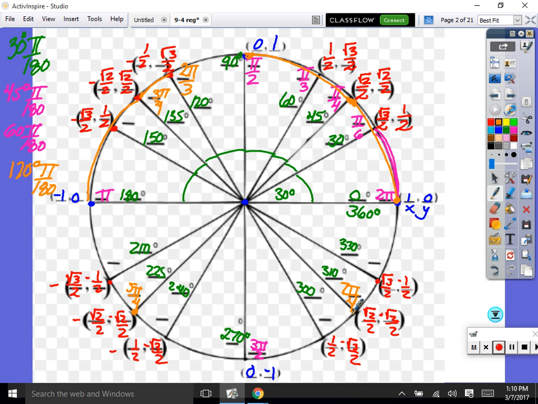Then right here, it gets a little bit hairier. But right there is pi over 6. So then from here to here is that same amount of distance. That would be 2 pi over 6, which is pi over 3. Then 3 pi over 6.